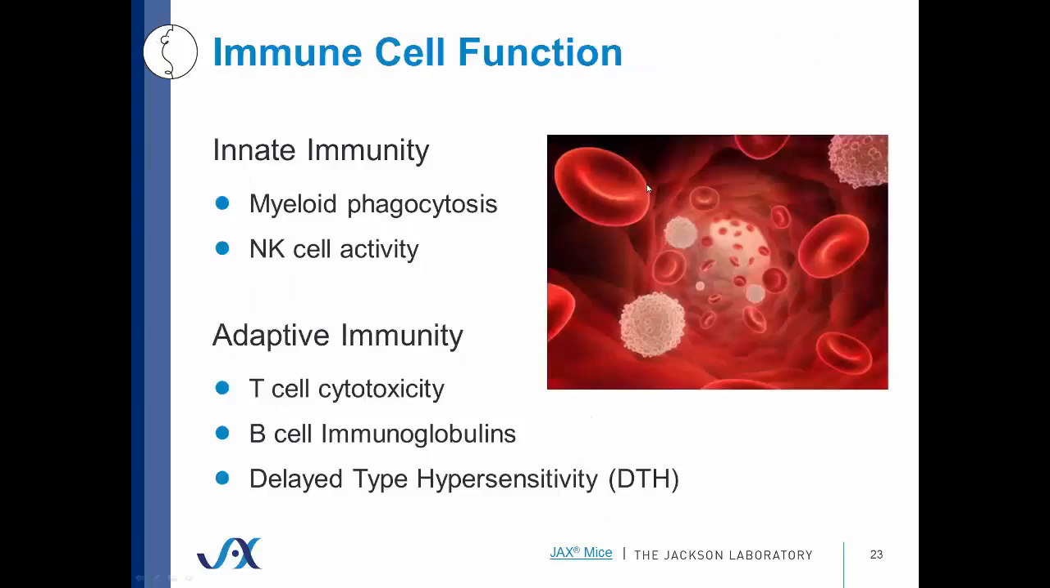So the next question that needs to be asked is, okay, so we've got 3 different models where we're engrafting these different cells. We are detecting multilineage engraftment in these mice, but what about immune cell function? So let's take a look at innate immunity, and remember this is, for example, myeloid cells and NK cell activity, and adaptive immunity, T cells, B cells, and do these cells have functional immunity? And I'll show some examples of these mice in delayed type hypersensitivity.